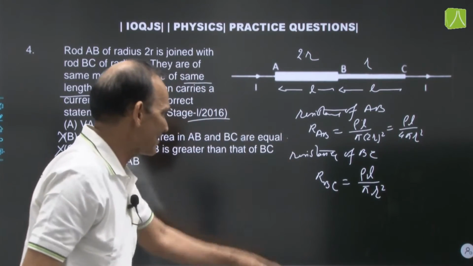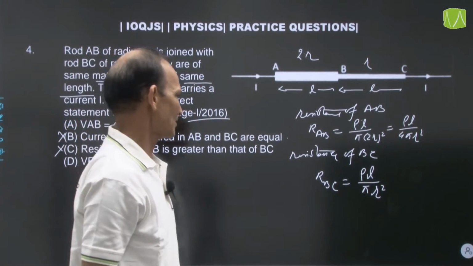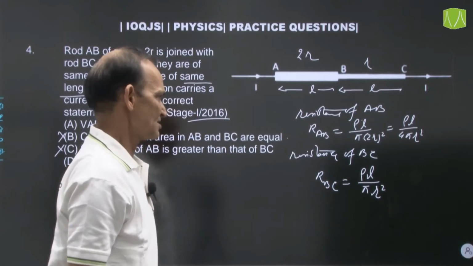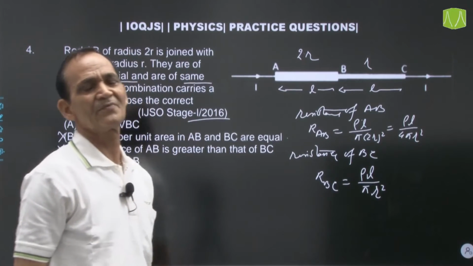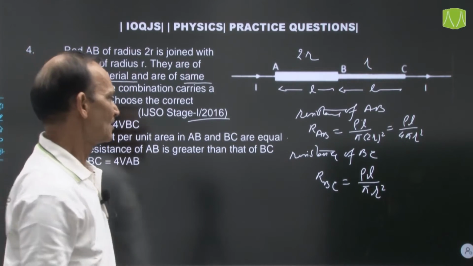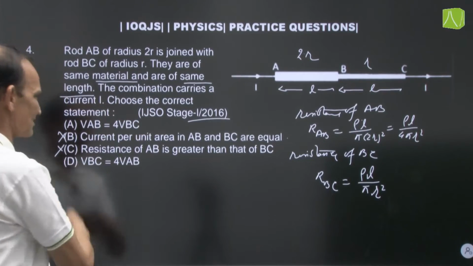Now think about R AB and R BC, which one is greater? Resistance of BC is greater. By how much? 4 times greater. So the C option is wrong.